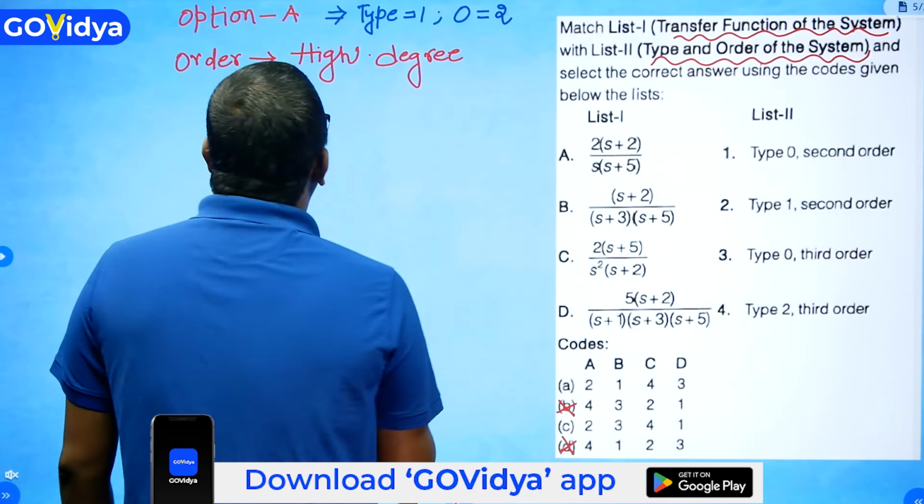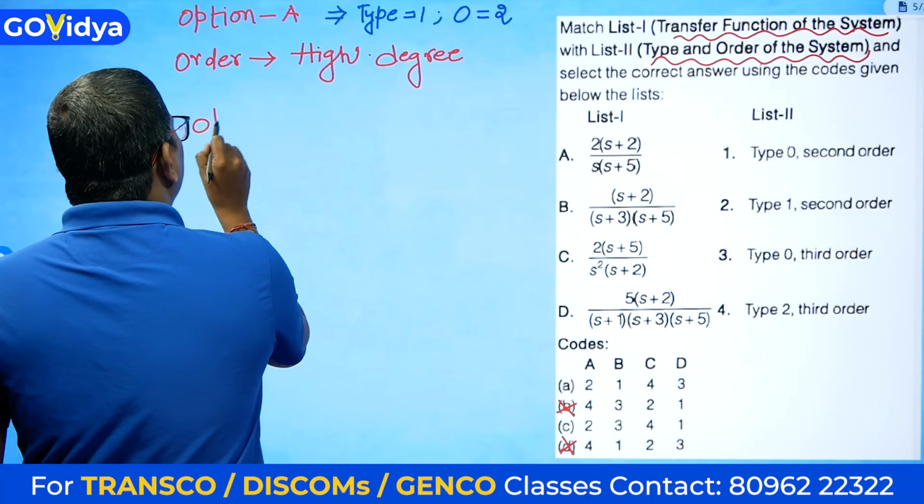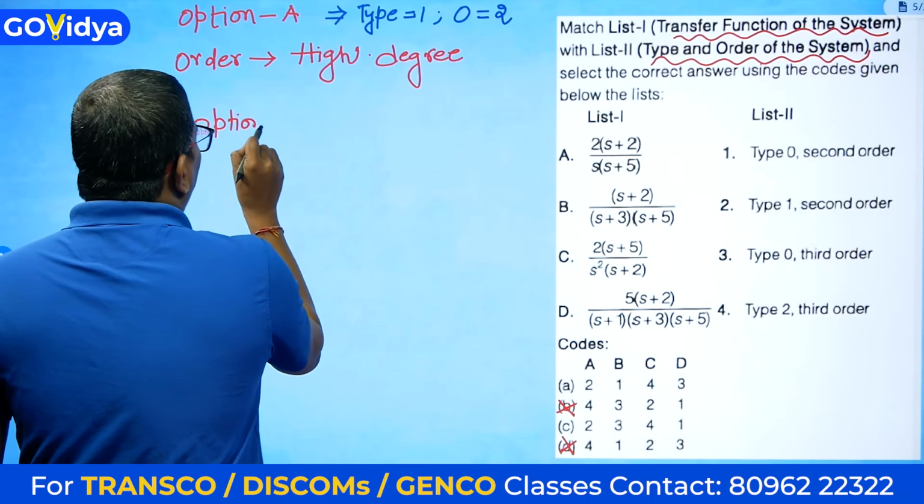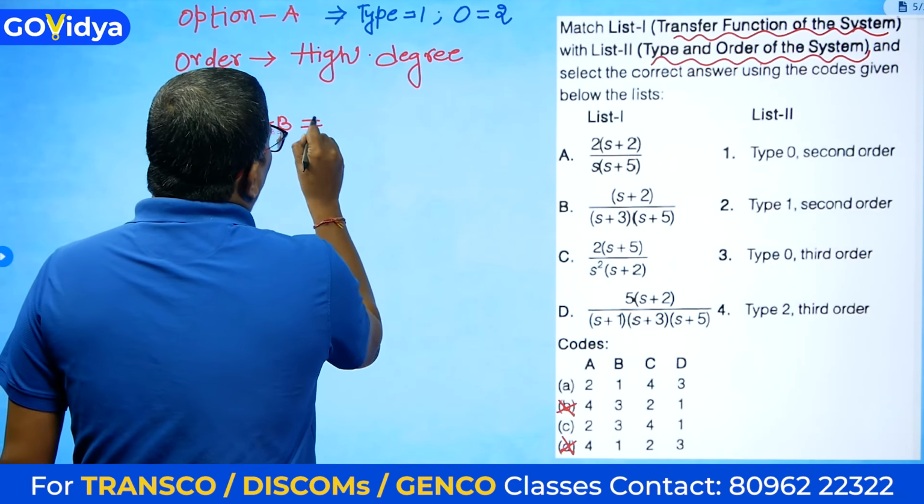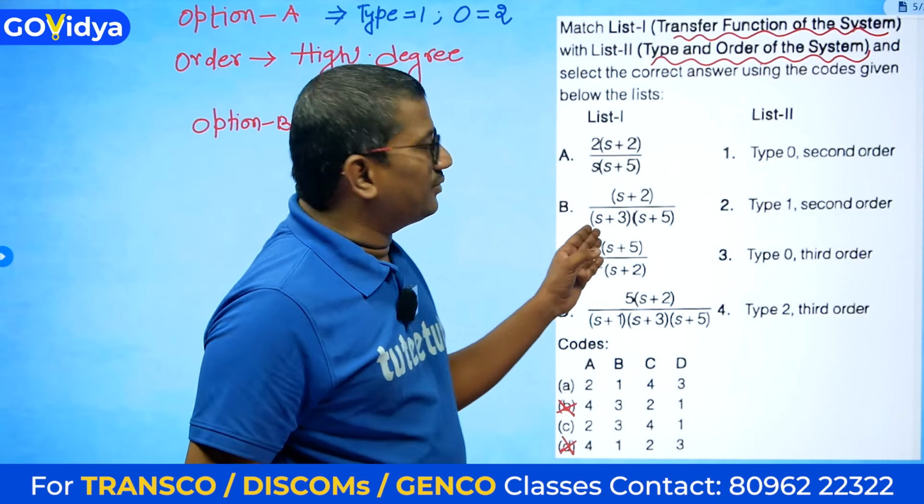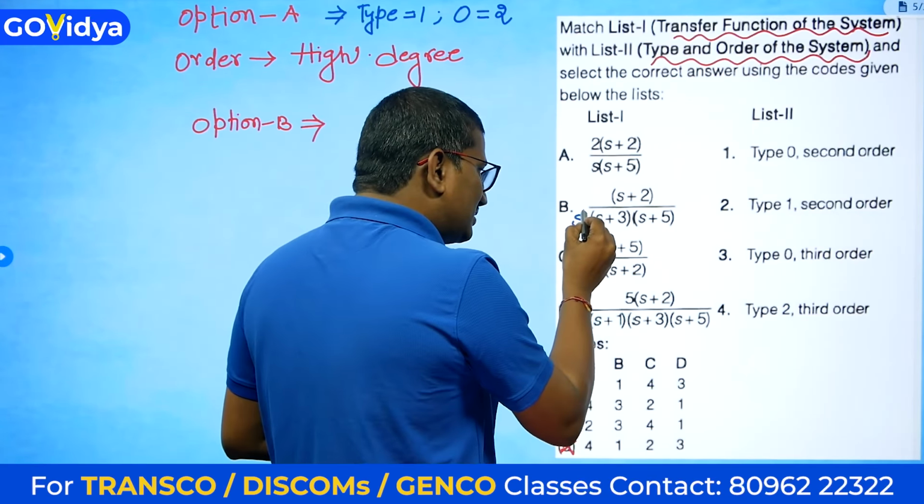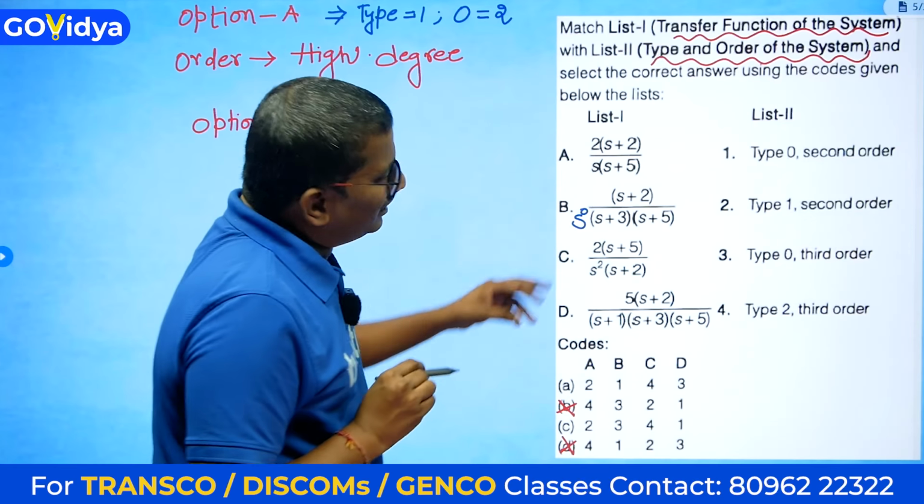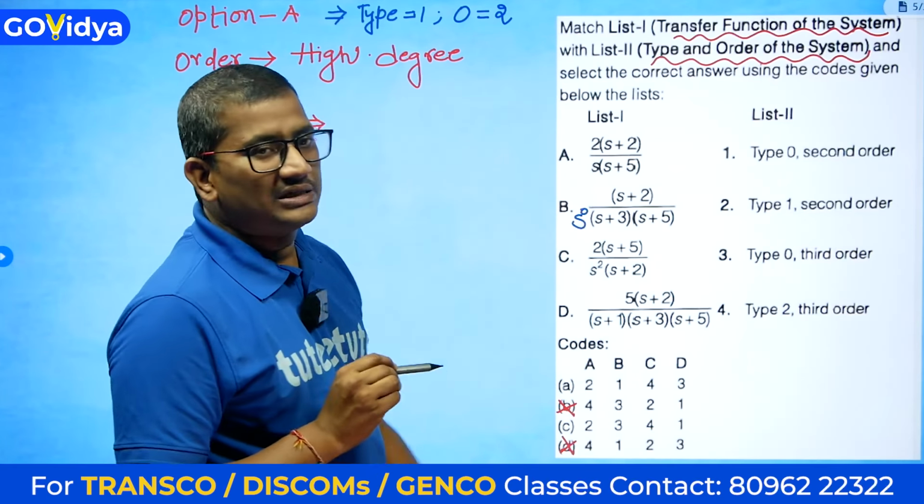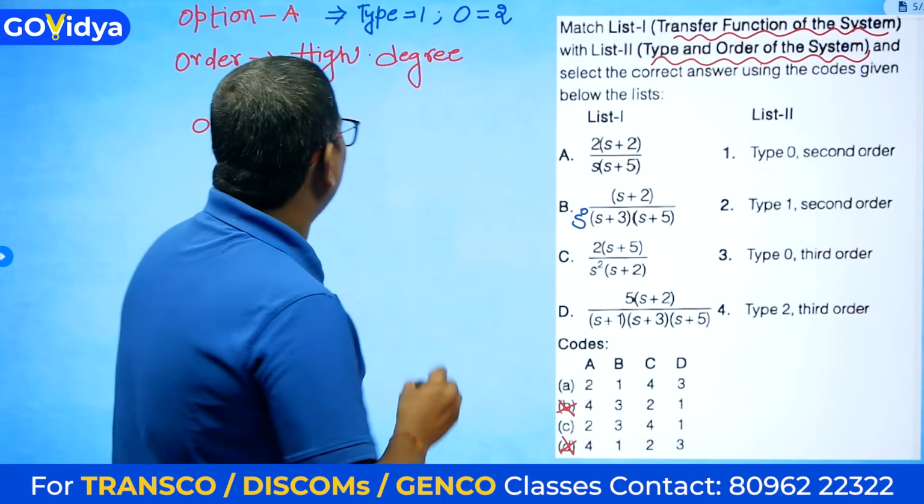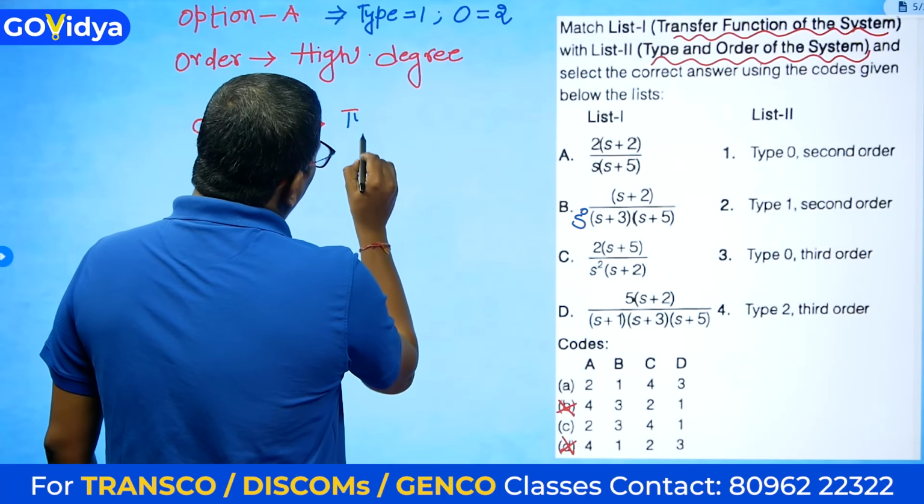So what is the B here? From option B, what I'm going to calculate, can you tell me what is the type of the system? Is there any poles at origin? So can I write like this is like S power 0? So therefore number of poles at origin is how many? 0. So therefore type is equal to 0.